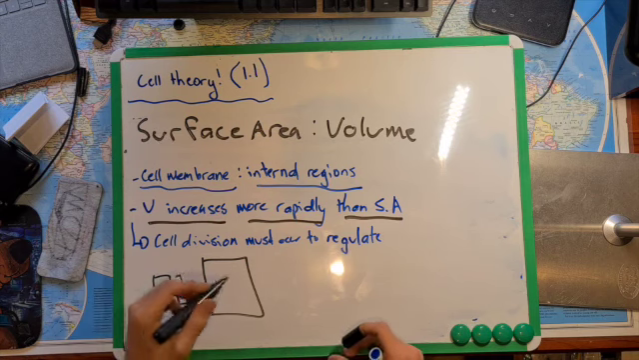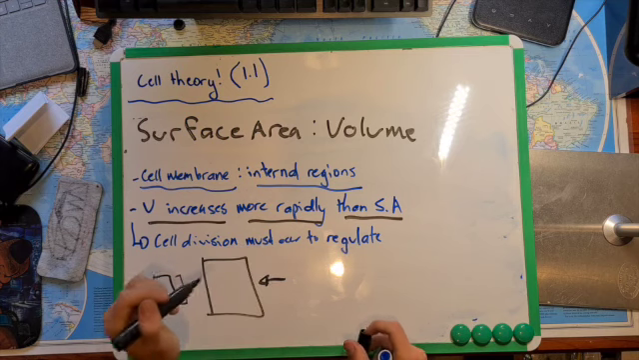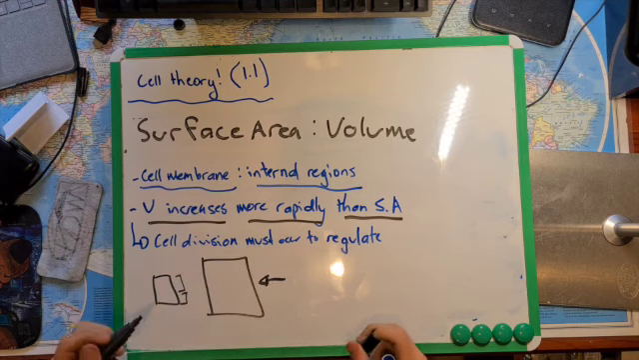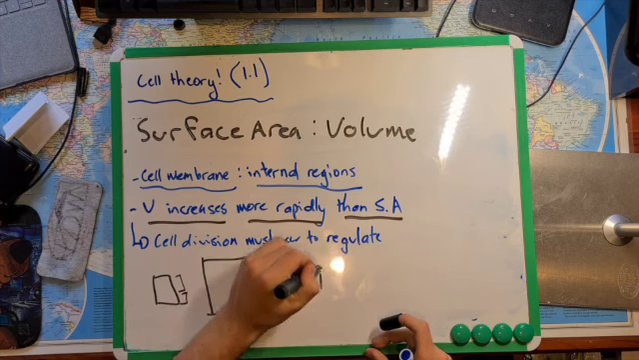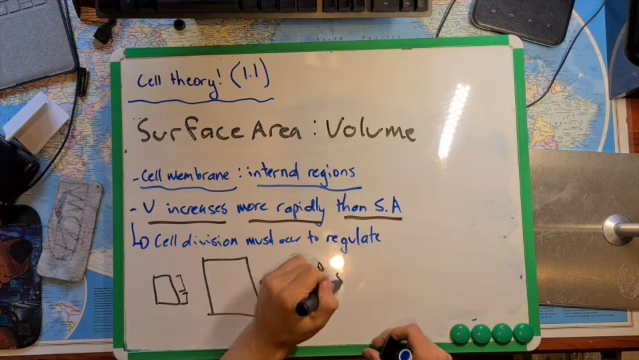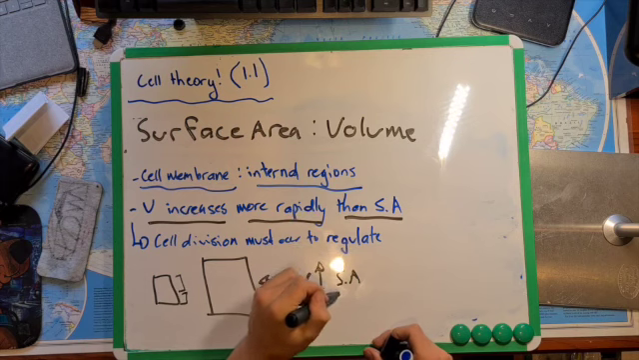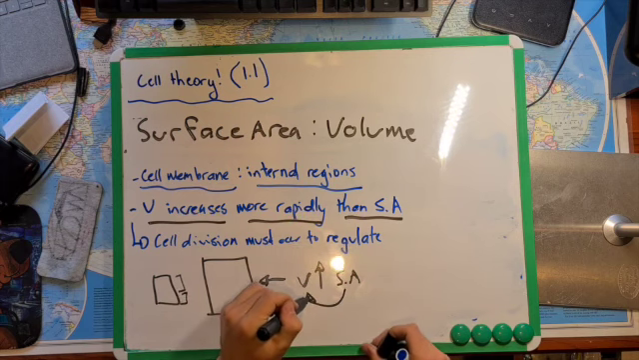So as a cell grows larger to this point here, it can no longer serve the requirements of the cell, due to the volume being too large and the surface area not being able to support it to sustain the cell.